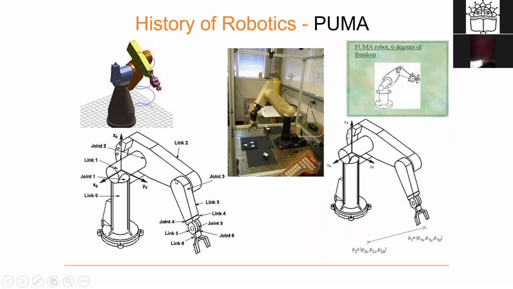In between link 2 and link 3, this is link 3. You are having joint 3. In between link 3 and link 4, we are having joint 4. In between link 4 and this is your link 5, we are having joint 5. This is link 6 and this is joint 6, which connects link 5 to link 6. So this is nothing but the Puma robot.